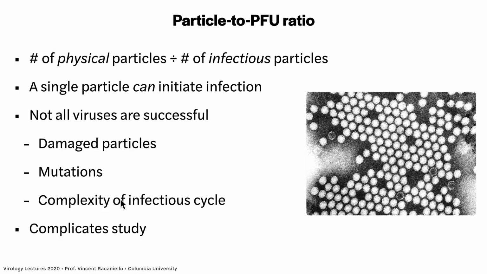And also the infectious cycle is complex. You have to go through 7, 8, 9, 10 steps. And if you fail at any one step, you don't get infectivity. So all these reasons explain this particle to PFU ratio, which can be high for some viruses or low for others.